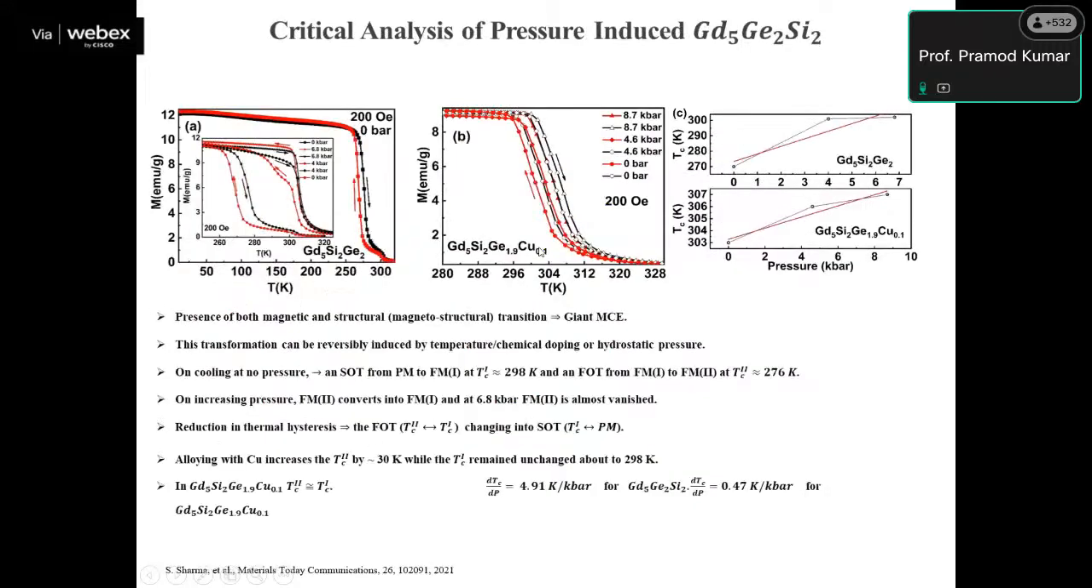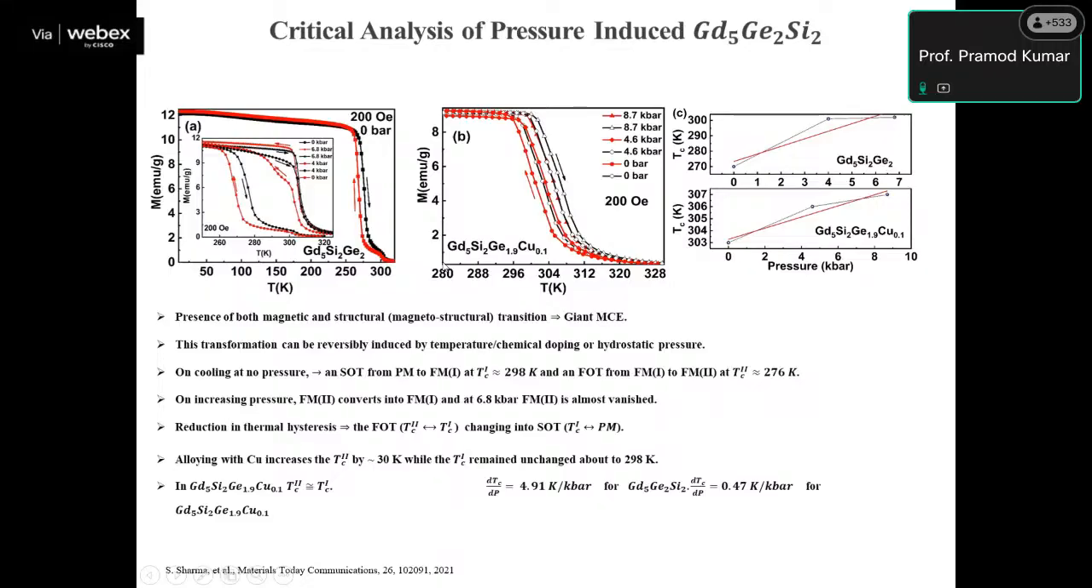Similarly, if you look here, we have another material, Gd5Si2Ge2. Even if you change the magnetic field, it's not going to affect it a lot, and the hysteresis is also very small in the increasing and decreasing order. So this material has only one transition. That one is ferromagnetic, and above that it is paramagnetic.